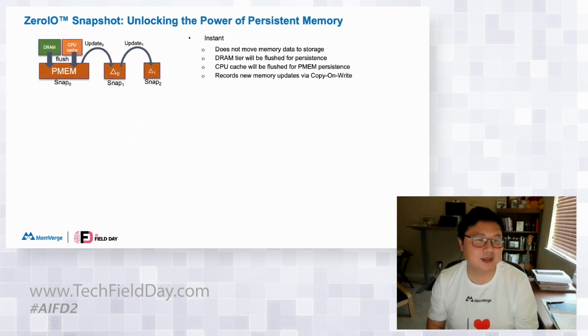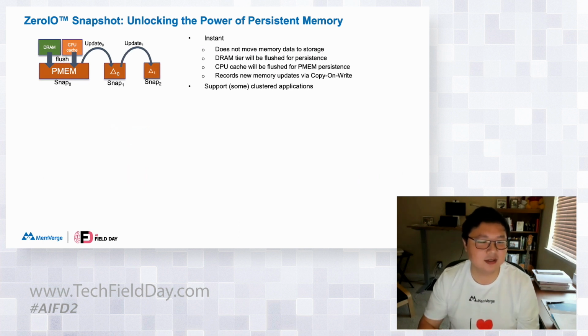So let me continue with the other features. With the snapshot, we also support some clustered applications. What is the motivation for supporting clustered applications? First of all, most modern applications are running in cluster mode. If you look at in-memory databases, typically they are clustered. If you look at training applications, they're clustered. So how can we help with that?